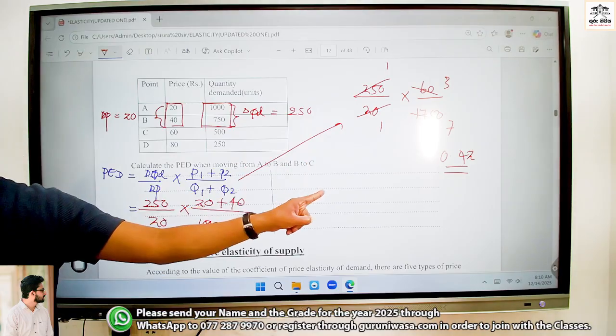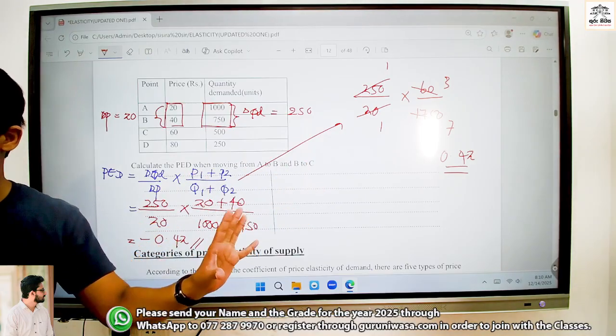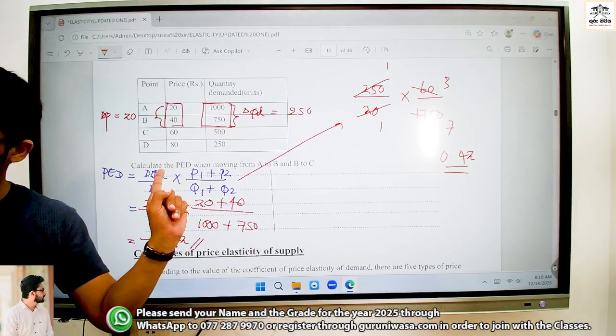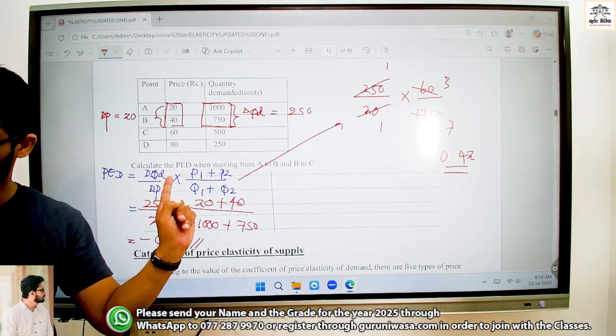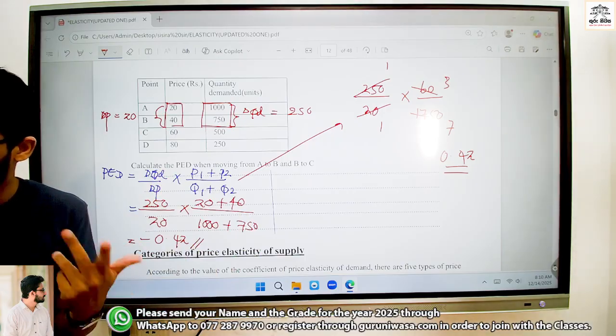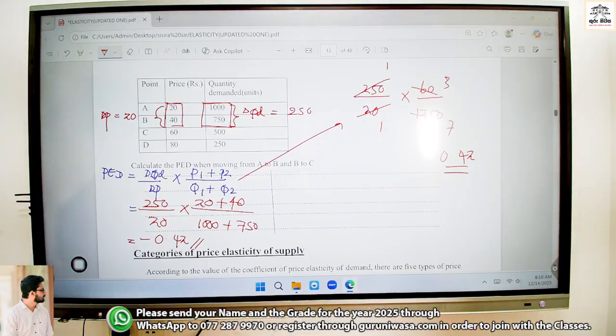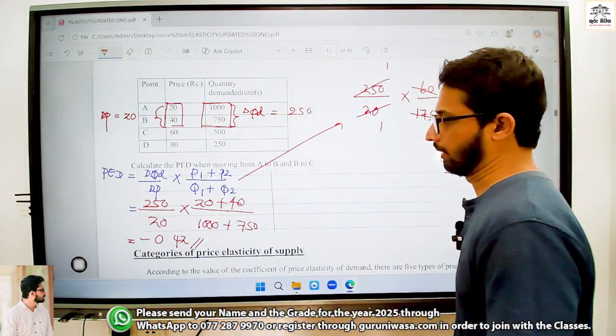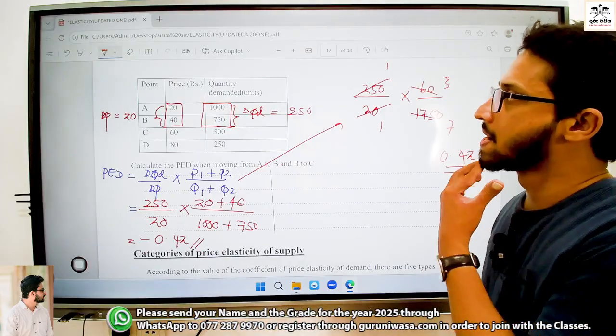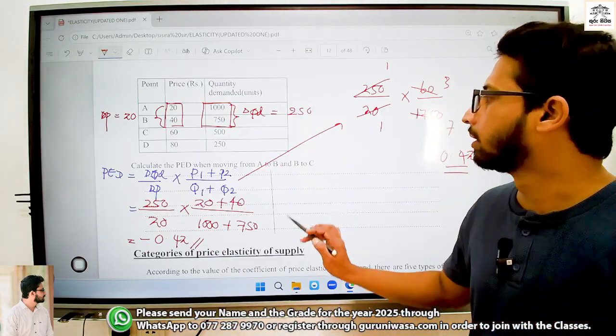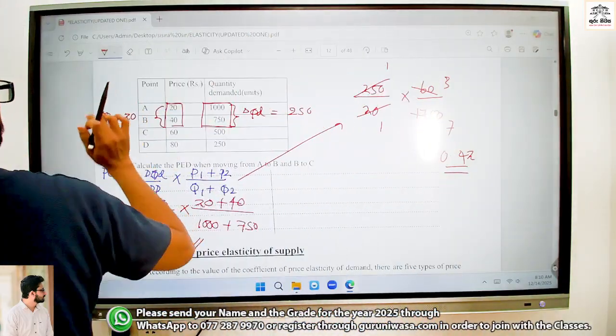Now I want you to calculate price elasticity of demand moving from point B to C. Now there are 2 points, not like point price elasticity. Here we are talking about considering 2 points between two prices, using the same equation.